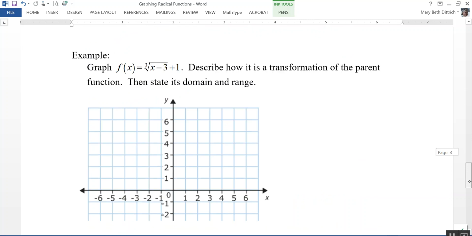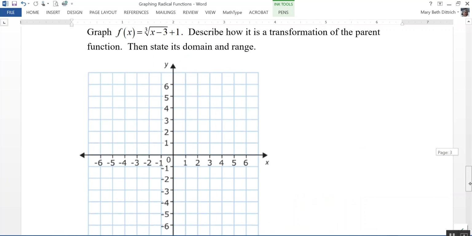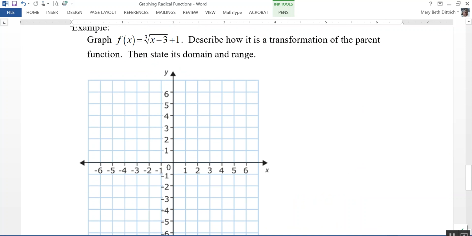Let's take a look at an example of one of these. I need to graph f of x equals the cube root of x minus 3 plus 1. Describe how it's a transformation of the parent function and then state its domain and range. Well, I notice that h is equal to 3 and k is equal to 1. So this is going to be translated 3 units right and 1 unit up from the origin. So I can graph the point 3, 1.